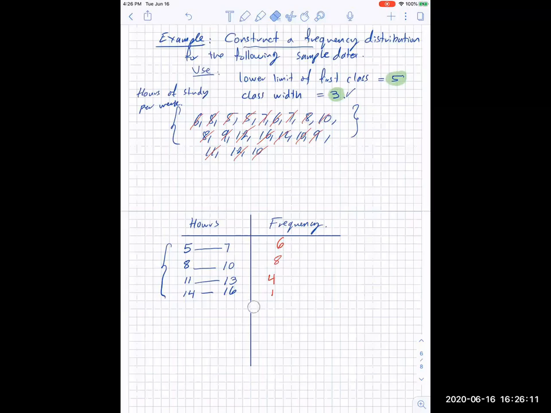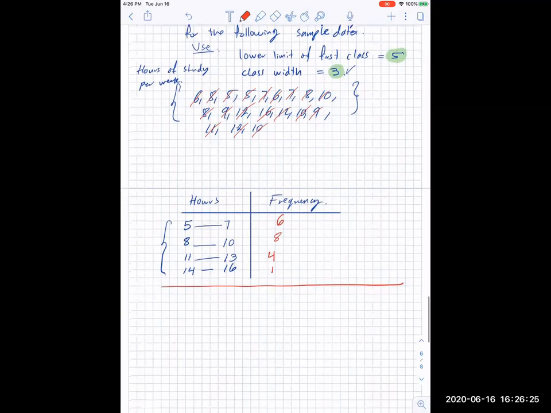And I'm done. This is how I organize my data based on a class width of 3 and a table that begins with 5. The lower class limit is 5. Okay. All right, guys, excellent.